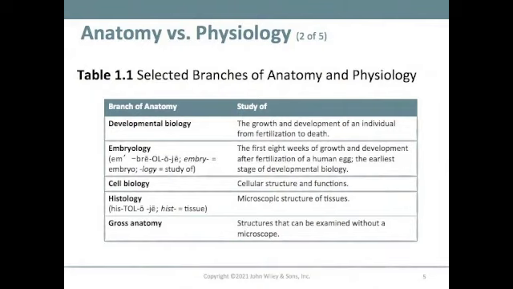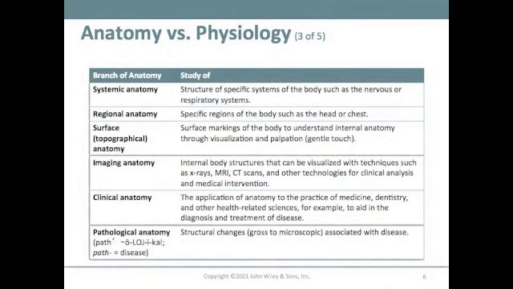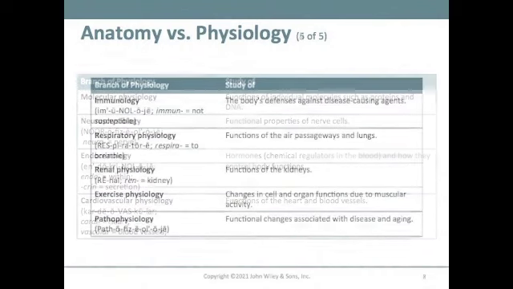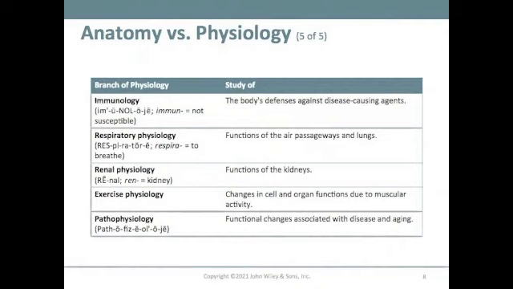And then you can see there the selected branches of A&P. This table, I think it goes on for a few slides, so we'll just scroll through this. You can see developmental biology, and then it talks about what that studies, or what it focuses on, I should say. Still on that, systemic anatomy and what it focuses on. You can go through here and get an idea of all the different branches of anatomy. And if you're aspiring to be a nurse or a physician, or a research scientist, then maybe one of these applies to you more, or maybe you can find one that you're more interested in than others.